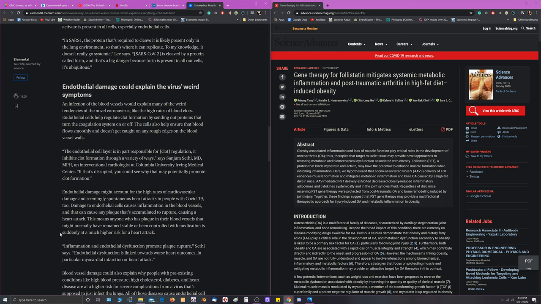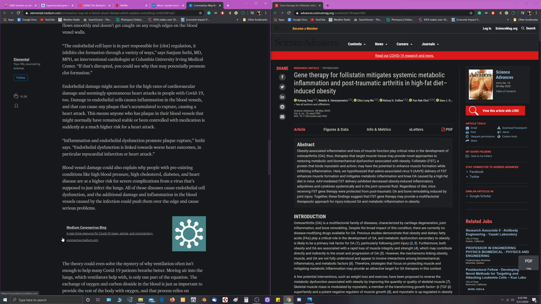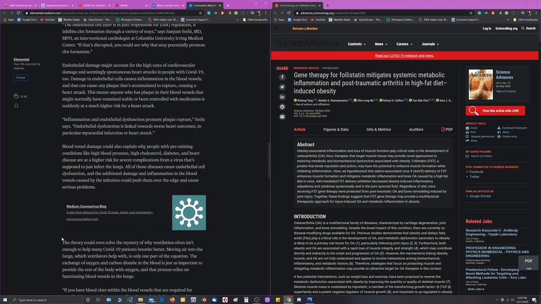This means anyone who has plaque in their blood vessels that might normally have remained stable or been controlled with medication is suddenly at much higher risk of a heart attack. Ugh, not good. Okay, inflammation and endothelial dysfunction promote plaque rupture. Sethi says endothelial dysfunction is linked towards worse heart outcomes, in particular myocardial infarction or heart attack.